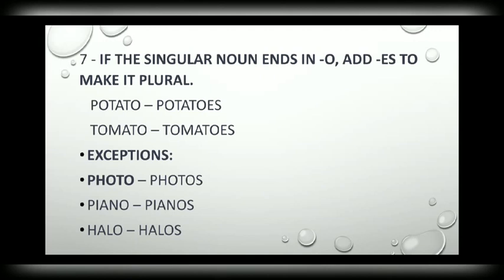Rule number 7: if the singular noun ends in o, add es to make it plural. For example, potato, potatoes, tomato, tomatoes. And there are some examples that don't follow these rules, like photo, photos, piano, pianos, and so many examples that don't follow these rules.